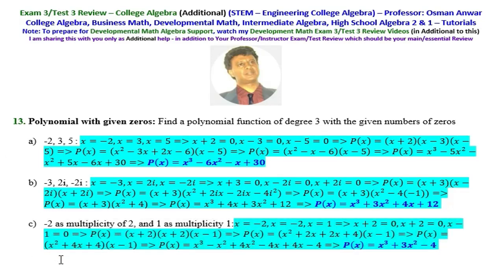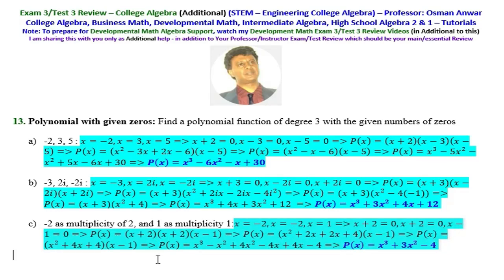Then c, the zeros are minus 2 with multiplicity of 2 and 1 with multiplicity of 1. That means x equals minus 2, x equals minus 2 because it's multiplicity of 2, x equals 1. That means x plus 2 equals 0, x plus 2 equals 0, x minus 1 equals 0. Those are the factors. That means p of x is x plus 2 times x plus 2 times x minus 1. That is p of x is x squared plus 2x plus 2x plus 4, times x minus 1.